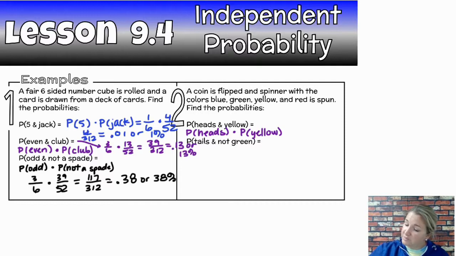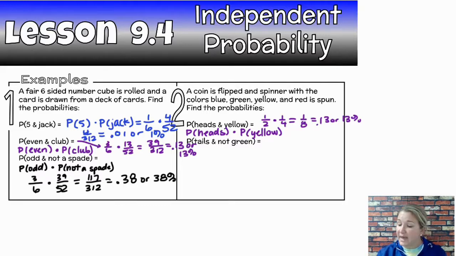So I'm going to find the probability that I flip heads with my coin, and the probability that I spin the spinner and get a yellow. The probability of flipping a heads is 1 out of 2, and spinning the spinner and landing on yellow is 1 out of 4. Top times top, bottom times bottom, 1/8, which ends up being 0.13 or 13%. So the likelihood of that happening is pretty small still. You wouldn't think it would be, but it is.